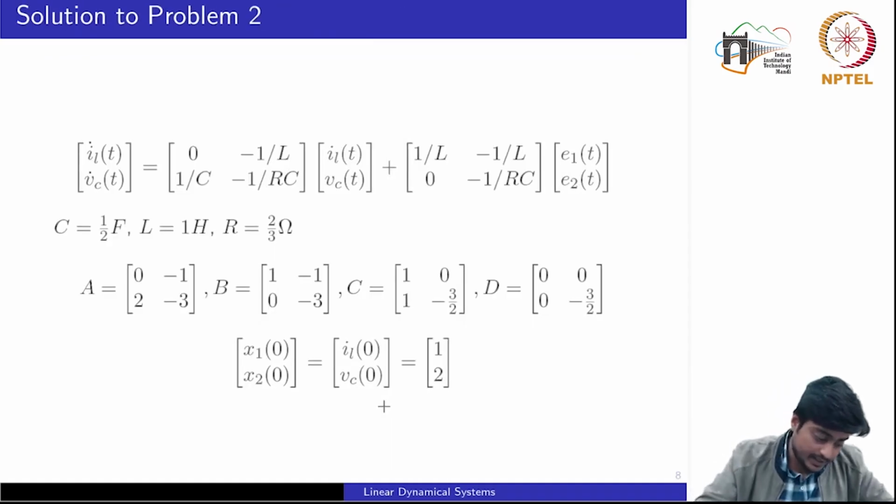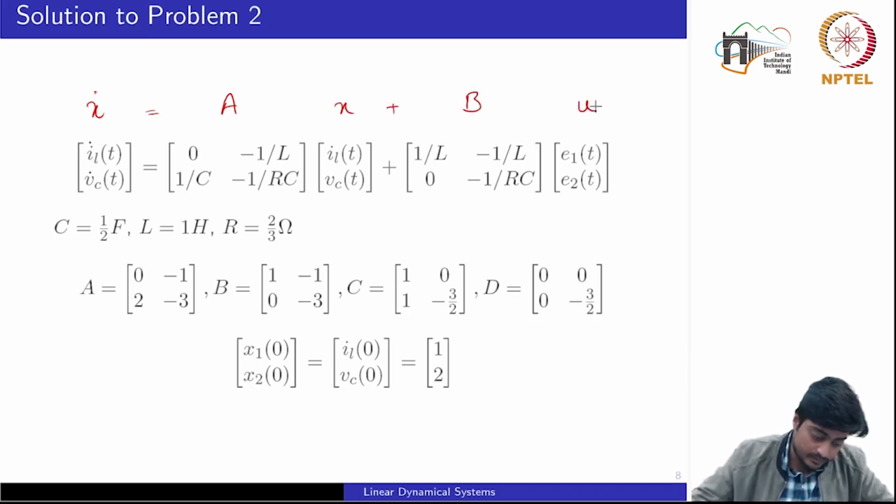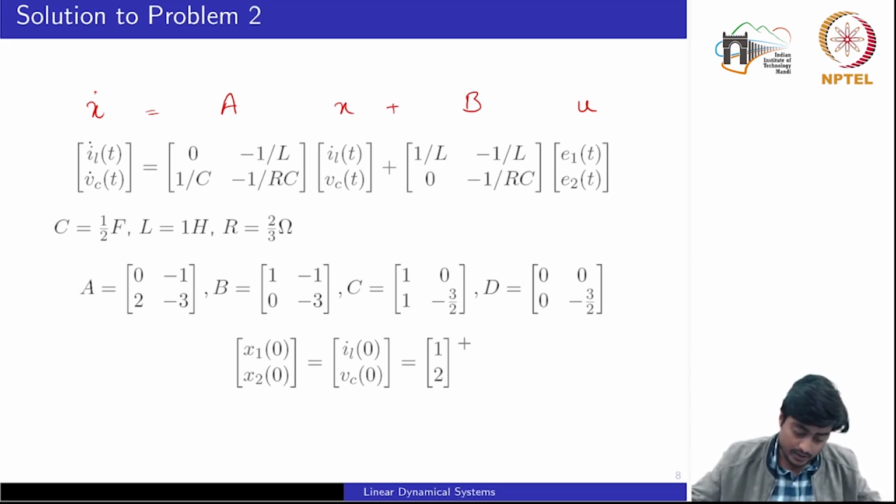Again, writing the state space equation in a similar form, where we have x dot equals A x plus B u, and putting in the numerical values specified in the problem itself, we obtain the A, B, C, D matrices as these. The initial conditions are also provided to us.